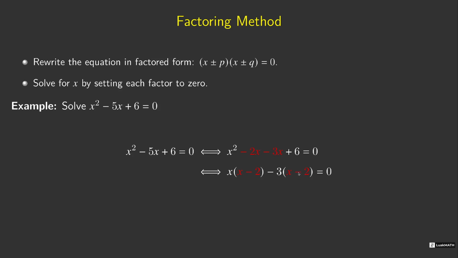For example, if I had this term as x plus 2, you know that that's not correct, because if I multiply minus 3 times plus 2, I will get minus 6, which is not what I have right here.